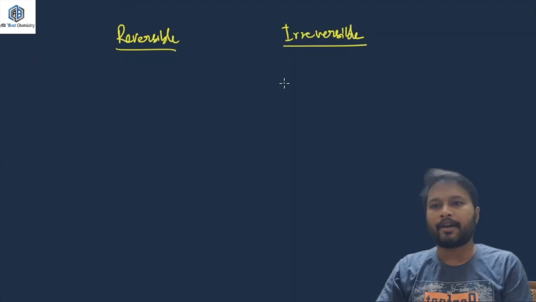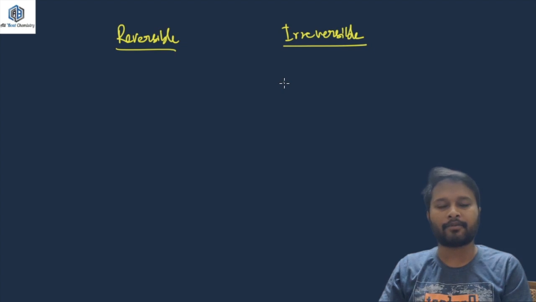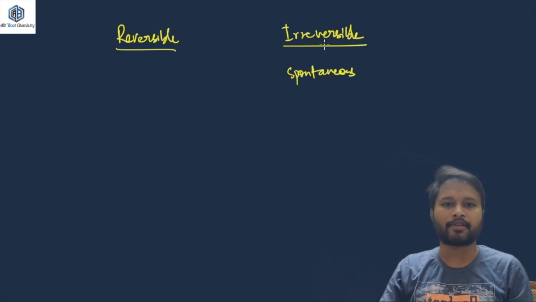All right, processes can also be categorized as reversible or irreversible. A reversible process is one in which, if a certain change is happening in the system and you reverse that process, then the change will be nullified, or the change will happen in the opposite direction. Whereas in an irreversible process, this does not happen. Generally, spontaneous processes are irreversible processes, which only take place in the forward direction and cannot be reversed.